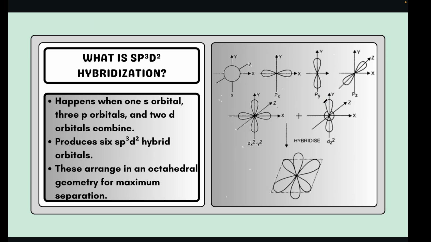Next is sp³d² hybridization. It happens when one s, 3p and 2d orbitals combine. Like here in this picture, you can see one s, 3p, px, py and pz and two orbitals of d like dx square minus y square and dz square. So total 6 orbitals combine to form sp³d² hybrid orbitals. 6 hybrid orbitals.